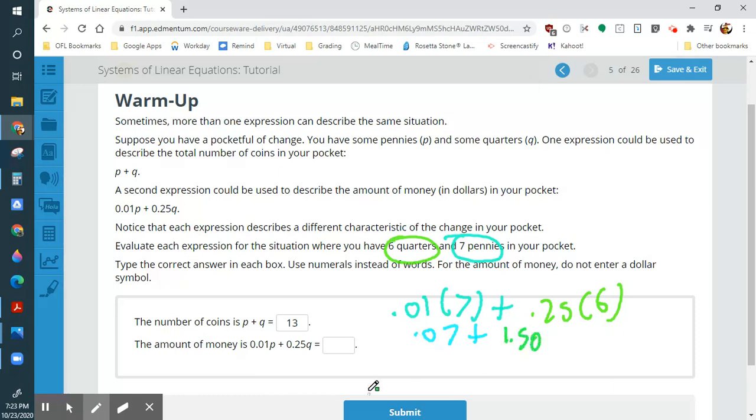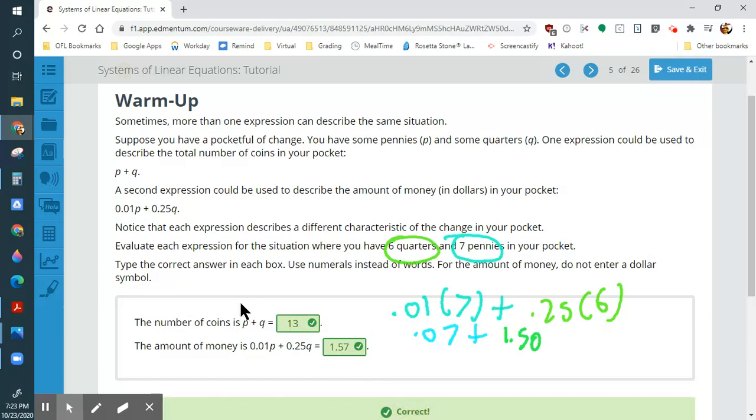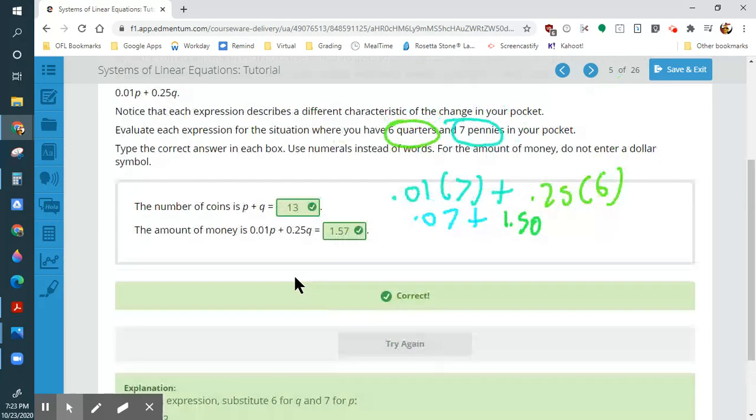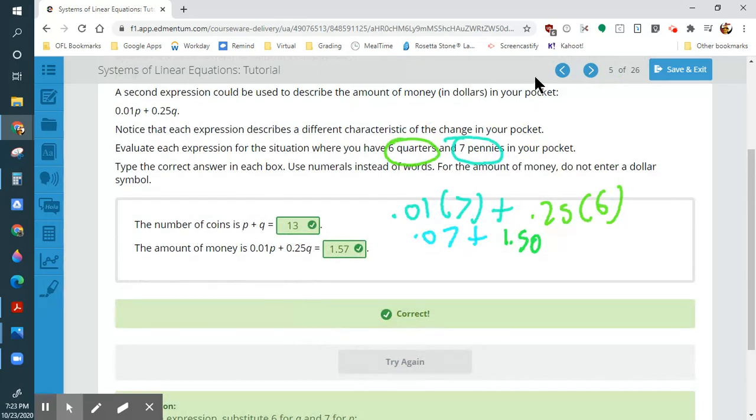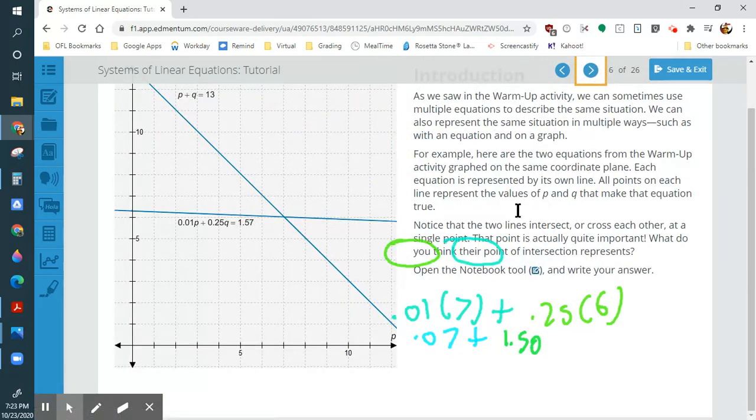So in other words, we're going to have $1.57 in our pocket. So $1.57 in our pocket. That's how many dollars we have in our pocket. They say money, but they mean it in dollars. So that's why it's the amount of coins and the amount of money, how much money it's worth.